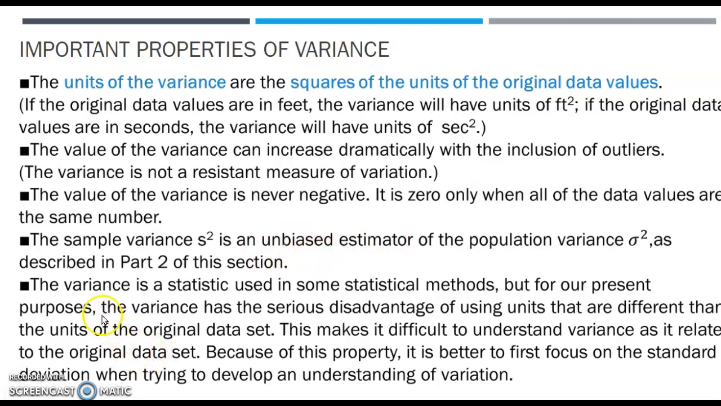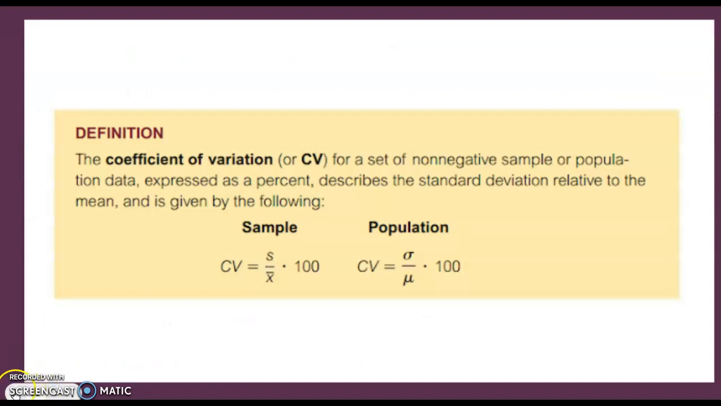Variance is a statistic. The variance is a statistic used in some methods, but for our present purposes, it has the serious disadvantage of using units that are different than what we are talking about. And so that was kind of my comment. It just kind of gets thrown in there.